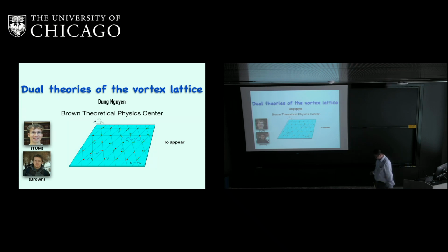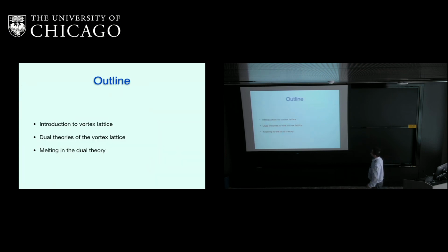Okay, so today I will talk about the elasticity of vortex lattice, and it happens both in superfluid and also in mechanical systems. So let me give my outline. First I will give a brief introduction to the vortex lattice, and after that I will derive the dual theory of the vortex lattice, and there are two dual theories, not one. And at the end, I will give the description of the melting in the dual theory.